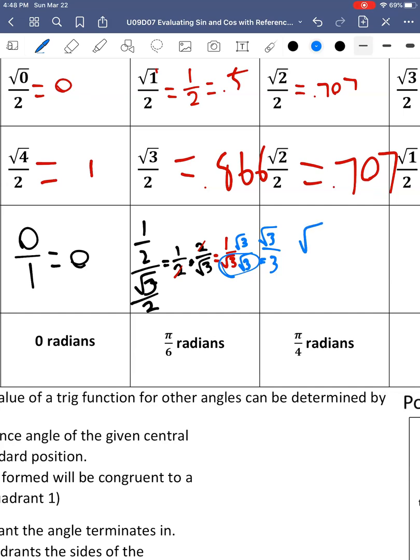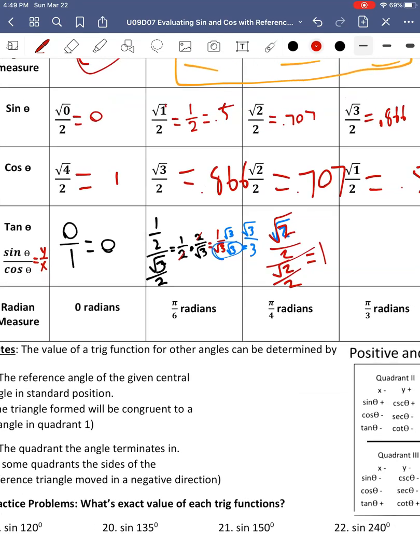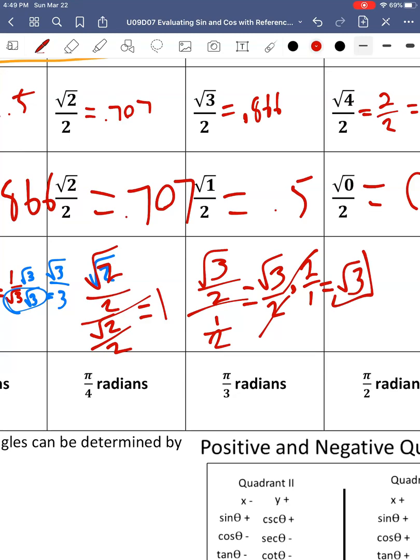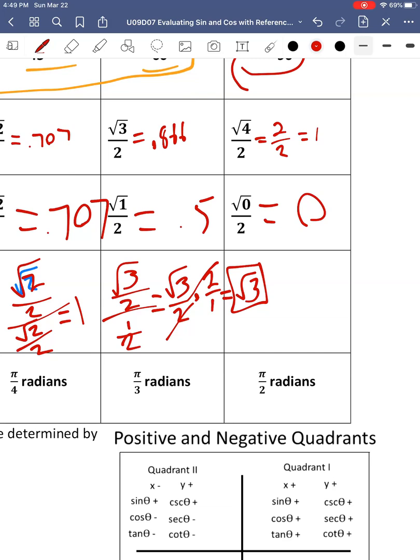For the next one, radical 2 over 2 divided by radical 2 over 2 is just equal to 1, because any number divided by itself is 1. For the next one, we have radical 3 over 2 over 1 over 2, which is going to equal radical 3 over 2 times 2 over 1. Keep, change, flip. The 2's cancel out. It's just radical 3 over 1, or radical 3, which should explain why radical 3 was relevant. You'll notice none of them gave us radical 2. And lastly, we have 1 over 0, which is just undefined.